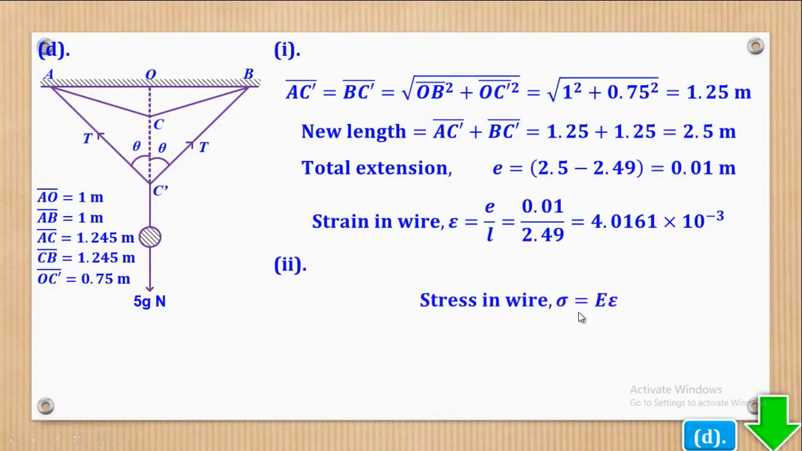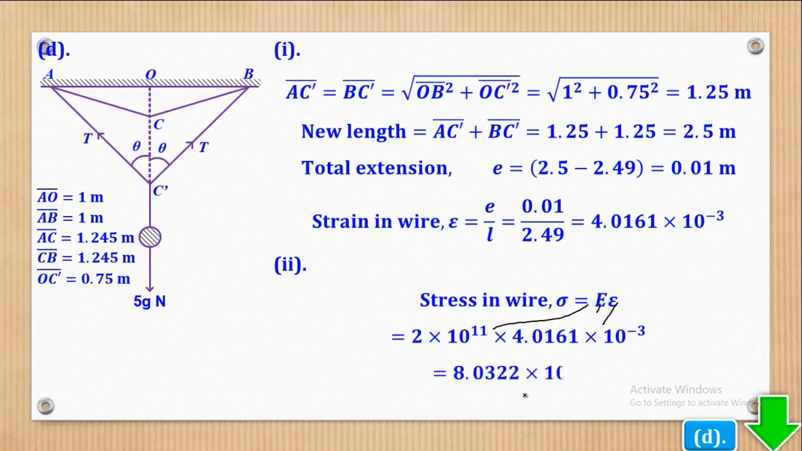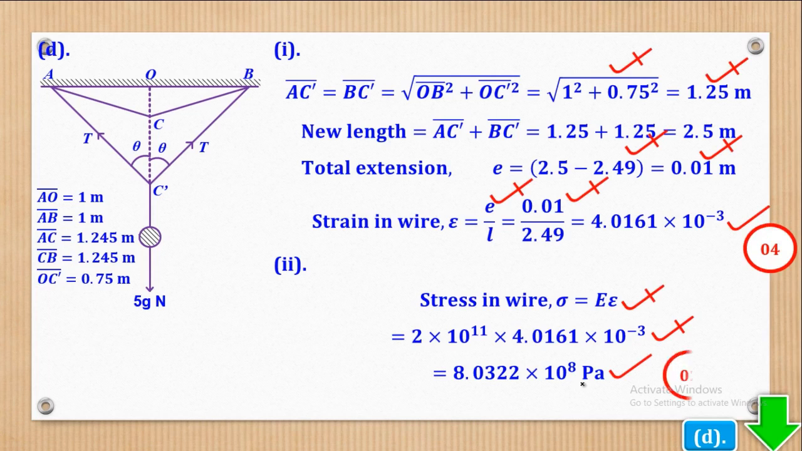So stress in the wire is given by Young's modulus multiplied by the strain. So I'll come and substitute Young's modulus and the strain. This is Young's modulus and this is the strain. Then you'll come up with 8.0322 exponent 8 pascals. So stress is the same as pressure. So that is how the marks will be awarded for this slide.